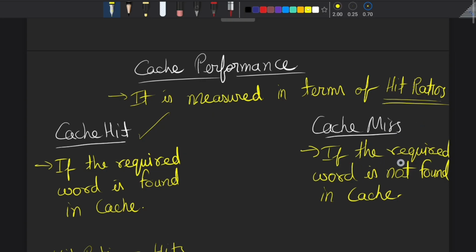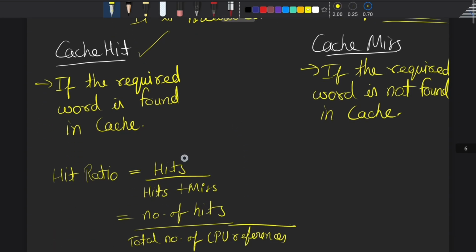So if the required word is not found in cache, then it is known as cache miss. Now the hit ratio is defined as total number of hits upon total number of hits plus total number of miss, or it can also be written as total number of hits upon total number of CPU references.